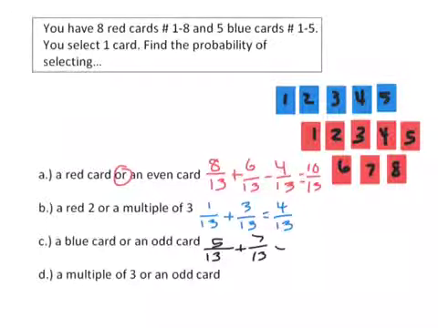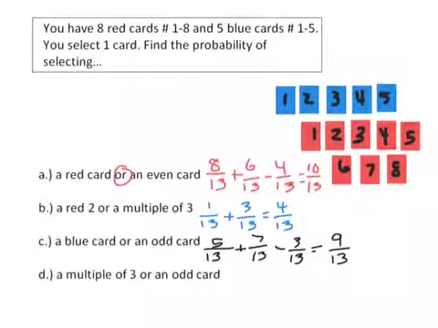And then we need to subtract the overlapping cards, the cards that are both blue and odd. So that was 1, 2, 3. 3 cards that we need to take away because we counted them twice. All right, so we have 5 plus 7 minus 3, so that's 9 out of 13. So that is our probability.